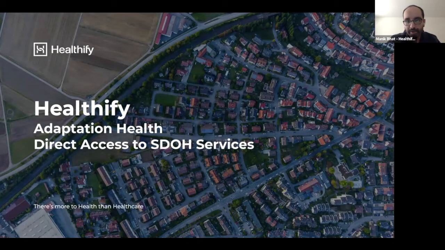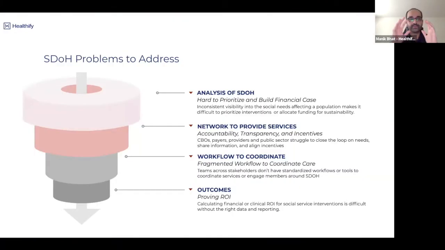And to start off, I figured it'd be great to provide a framework of how we think about the big problem areas in the space, and then walk through specifically how we can help. I'm going to talk about our solution and an example for each section so folks can really tactically see how this works live. And the first starting point is what we call the social needs funnel.